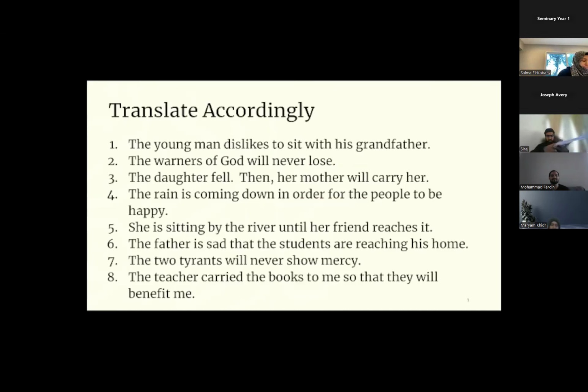Similar to what we've seen in the past, we are simply translating from English to Arabic. Read the English sentence carefully and then translate it into Arabic. Again, you do not need to write the question down. Just write down the Arabic and make sure to vowel your answers.